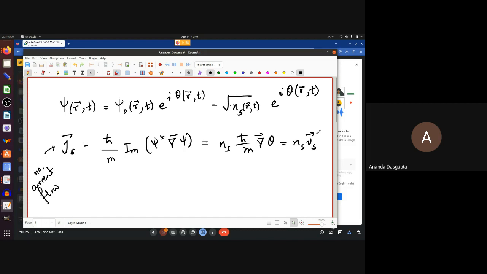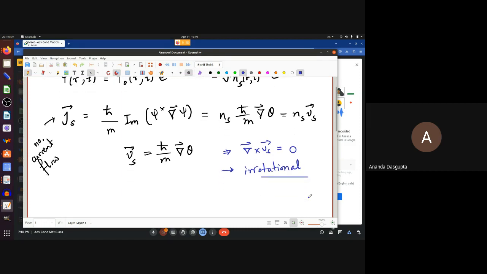And for that, elementary theory tells us that this has to be the density of the particles which are flowing, number density, multiplied by the velocity of those particles. So this should be pretty familiar to all of you, and this helps us to identify the superfluid velocity as this quantity, h cross by m gradient of theta. And an immediate consequence of this that we figured out the other day was curl of Vs has to be zero, being a gradient of a scalar. And this actually gives you that superfluid flow is irrotational. Okay.